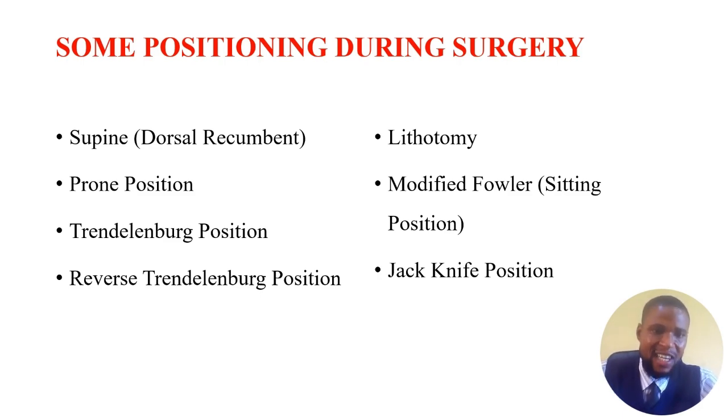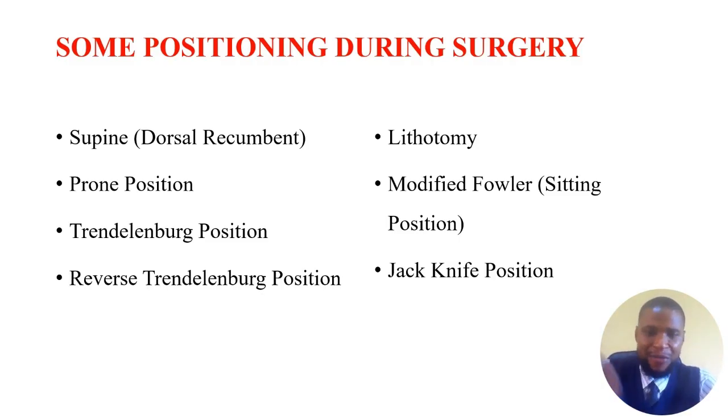The next one is Trendelenburg position. In Trendelenburg position, the distal part of the patient, which is the lower limbs, will be raised above the upper limb. In reverse Trendelenburg, the upper part of the body, which is the proximal part, is raised above the lower limbs. Then there is lithotomy position, where the patient flexes the two legs to access the perineal area.